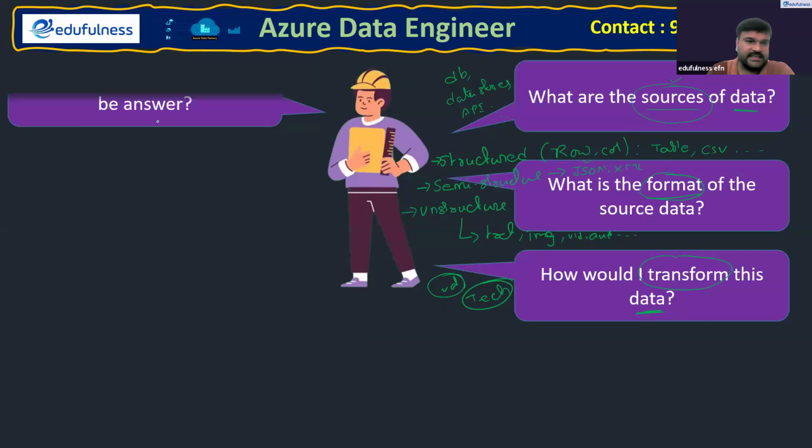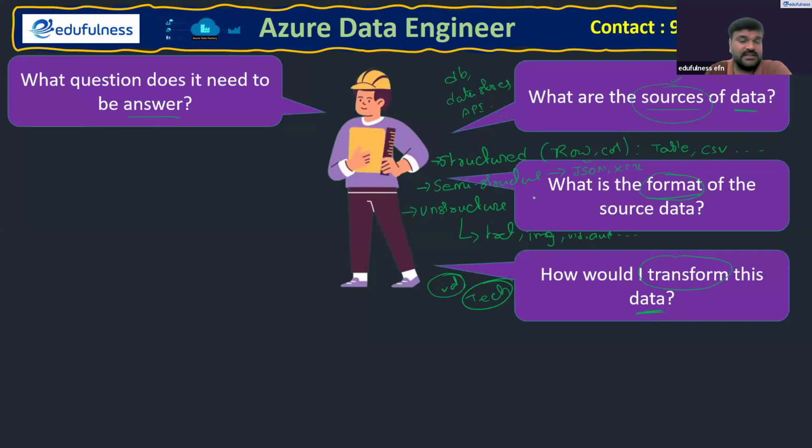Then a very important thing is, what question does it need to answer ultimately? If you observe in the first slide, suppose you take a reporting project, monthly sales, and you want to identify product wise monthly sales in the reports. That means from the source, you need to bring the corresponding data to calculate monthly sales for each product category. That's what questions ultimately you need to answer.